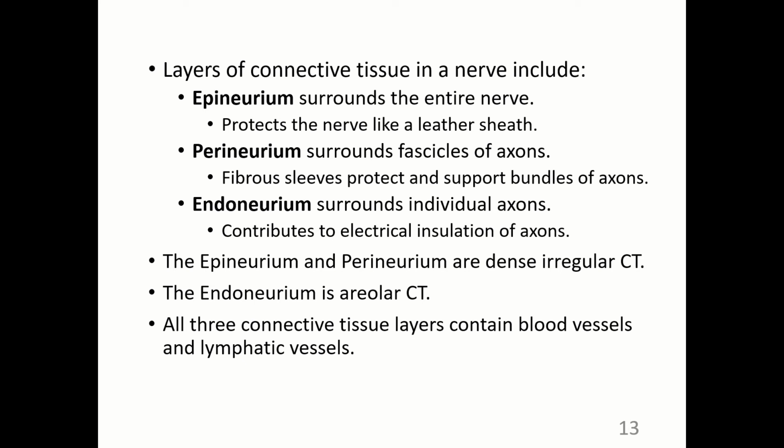The epineurium and perineurium are composed of dense, irregular connective tissue. The endoneurium is composed of areolar connective tissue. All three connective tissue layers contain blood vessels and lymphatic vessels. As you can see, this is a very similar arrangement as seen in a muscle.